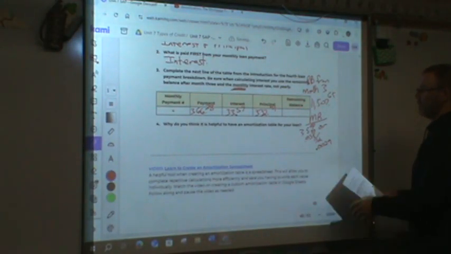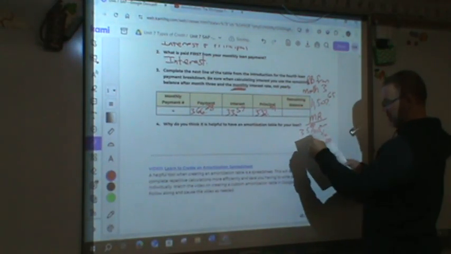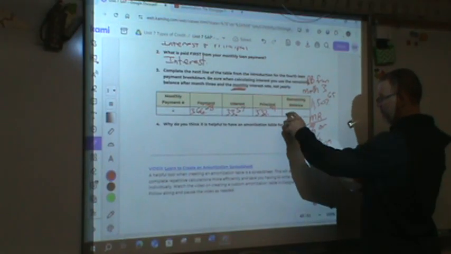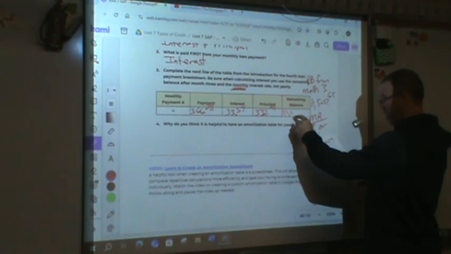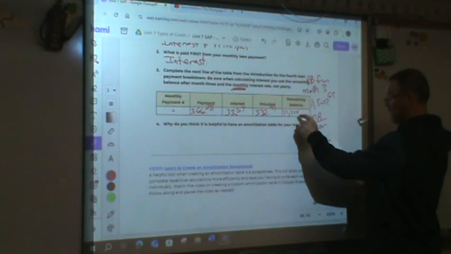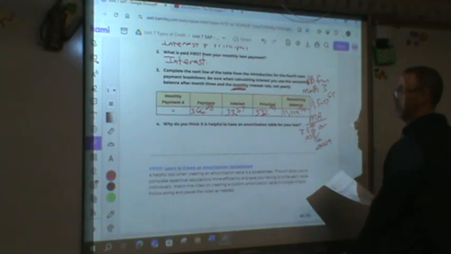And then, what is my remaining balance? Well, it's the previous month's balance. We go with that recursive thing. So I should get 11,174 and some change, .94. That's what I should get.